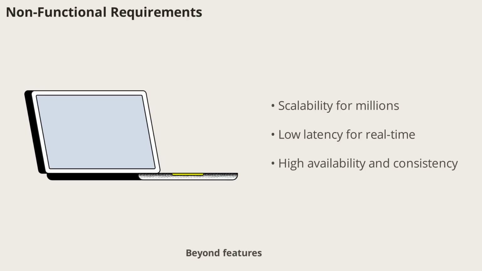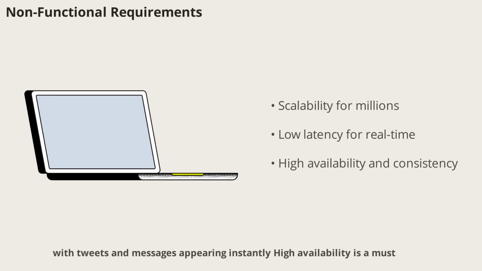Beyond features, Twitter's Android app must meet strict non-functional requirements. Scalability is key, supporting millions of concurrent users. Low latency ensures a real-time experience, with tweets and messages appearing instantly. High availability is a must, aiming for 99.99% uptime so users can rely on the platform. Data consistency is also critical. Likes, follows, and tweets must always reflect the latest state. These requirements drive the choice of technologies and architectural patterns, ensuring the app remains robust under heavy load.